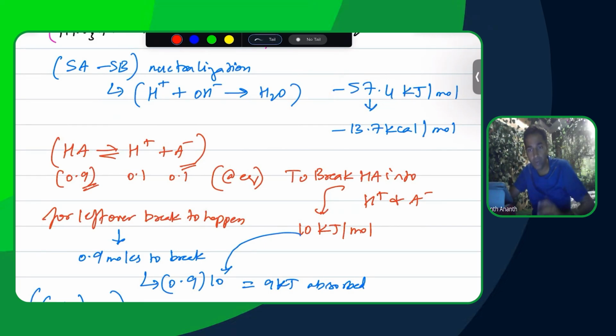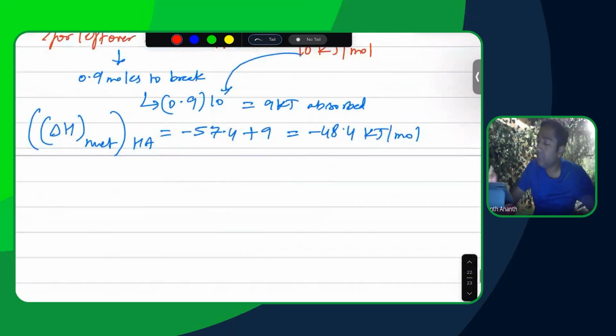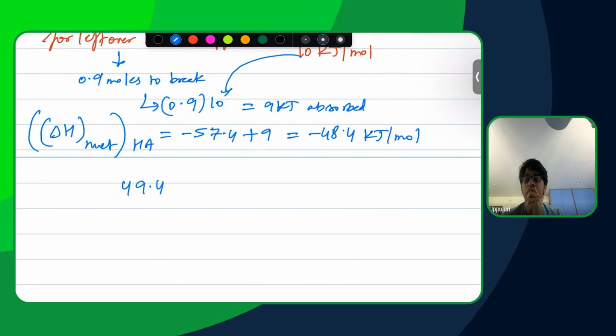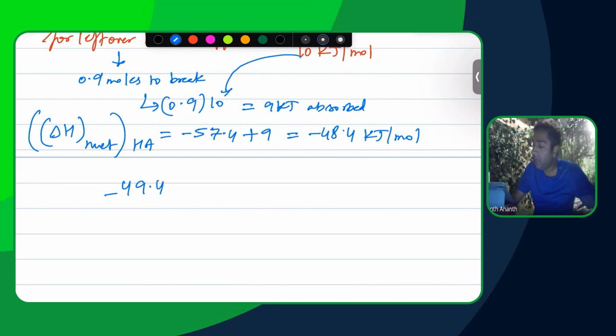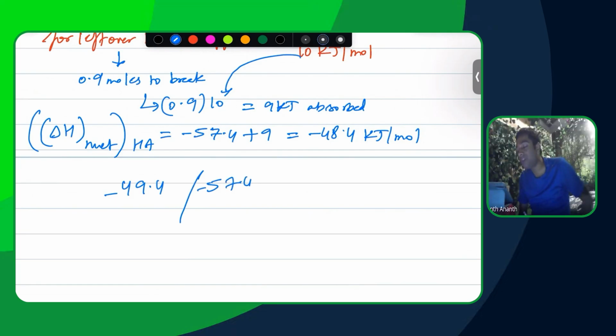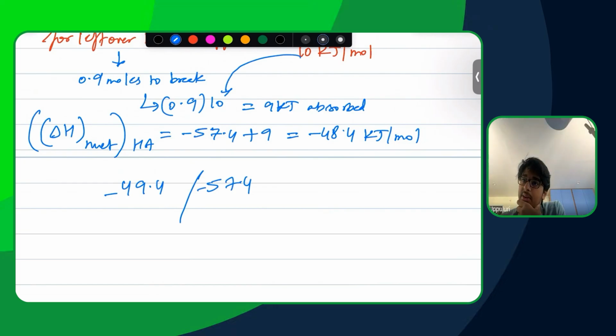Let me give you the same thing in a different way. So instead of giving it to you as minus 48.4, let's say minus 49.4 is released, instead of a total of minus 57.4. Now, how much has been consumed then? 8 has been consumed. 8 has gone to break the acid.